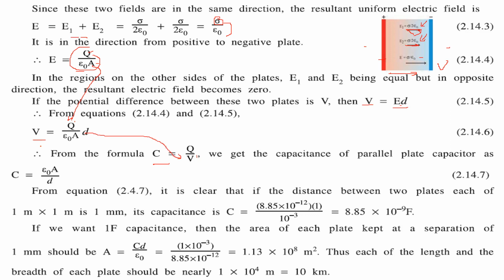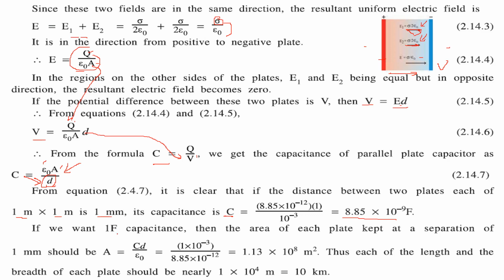So Q by V, the things which get cancelled, C will be epsilon naught A by D. So it is very clear from this expression that capacitance is inversely proportional to the distance between the two plates. Say we take some measurement, 1 meter by 1 meter, and the distance is 1 millimeter. We know epsilon naught, A and D, so just put them in and it will be 8.85 into 10 to the power minus 9 farad.